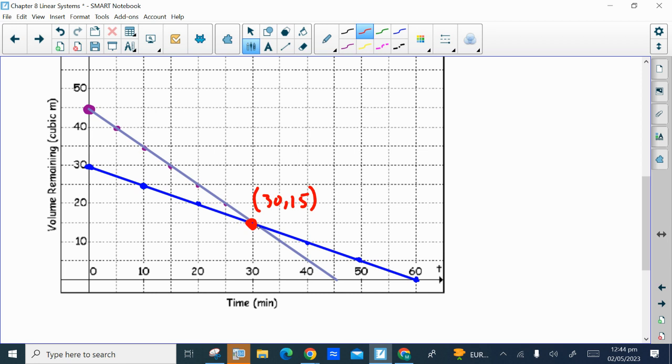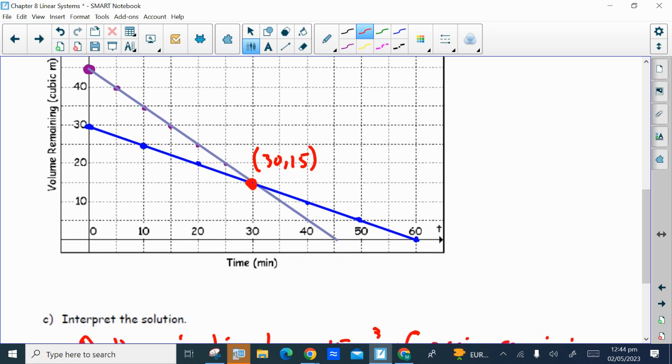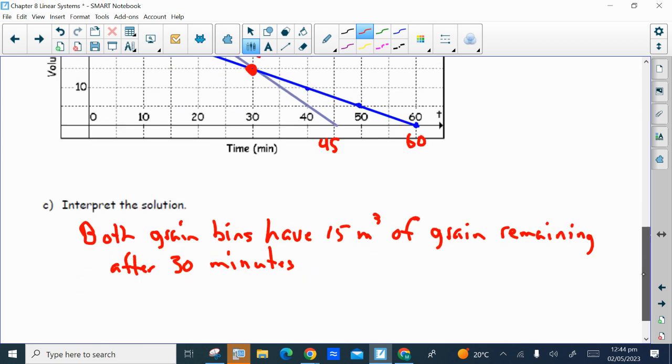We also can see, if you look at the time, it takes 45 minutes for that first bin to be emptied, well, it takes 60 minutes for the second bin to be emptied. That's where the volume is 0. Volume's on the left, and that equals 0 when you hit that t-axis. So that's what else these graphs tell us. Okay?